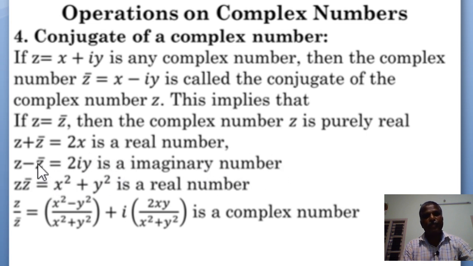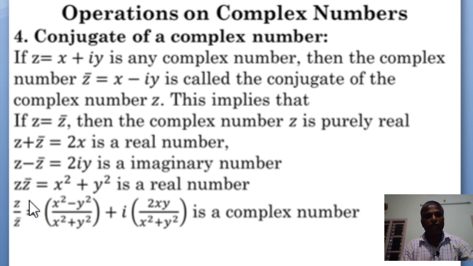z into z bar, the product of a complex number and its conjugate, is x square plus y square. So x plus iy into x minus iy, like a plus b into a minus b, a square minus b square, x square minus i square y square. I square is equal to minus 1, so it becomes plus. x square plus y square, which is a real number. So the product of a complex number and its conjugate is always a real number.